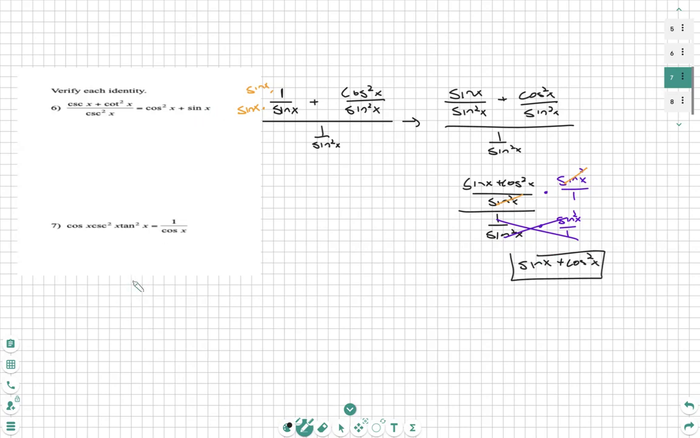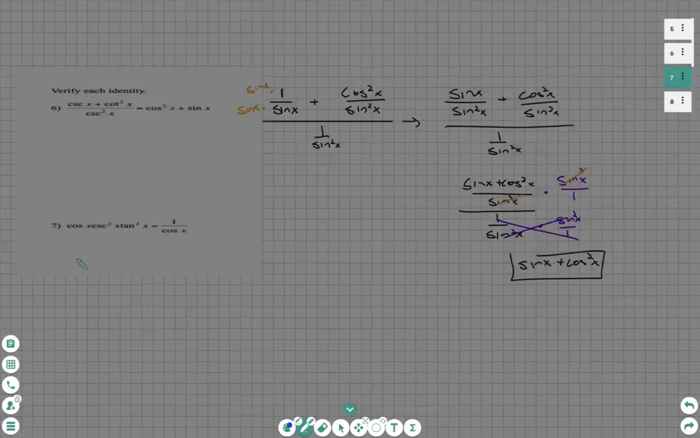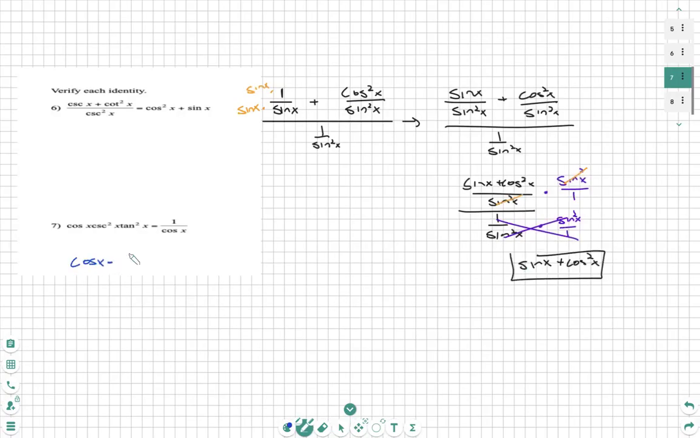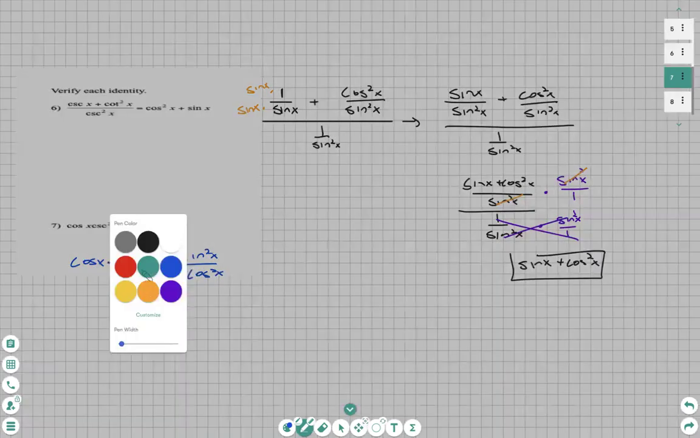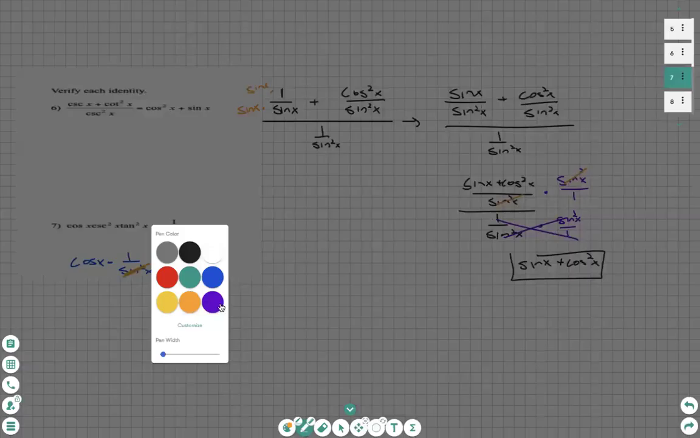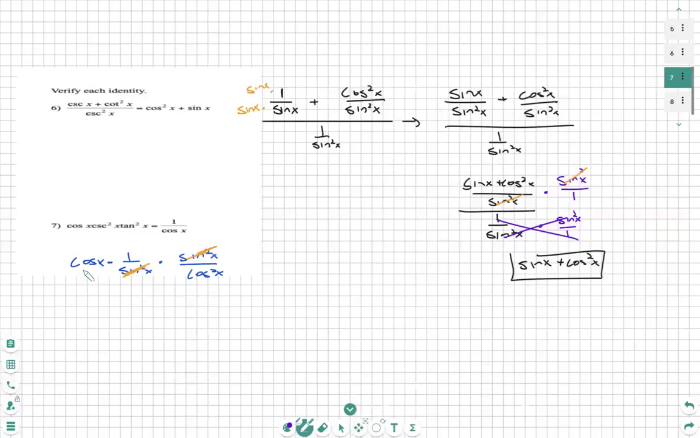Let's look at number 7. Number 7, we're going to do the same step. Cosine of x times 1 over sine squared of x times sine squared of x over cosine squared of x. We can see immediately that these two will cancel. Under further observation, we can see this is over 1. This will cancel with one of these cosine of x's, leaving just one left. So we can rewrite 1 over cosine of x, and that is what we have on the right side. And thus, we have verified each identity.